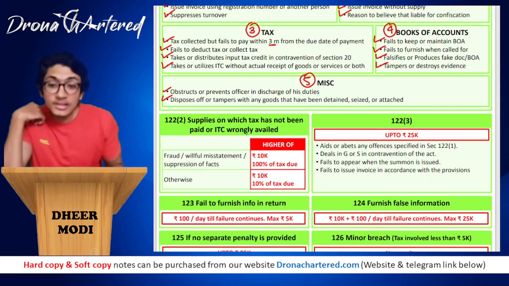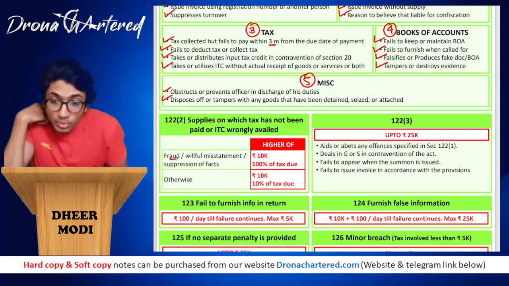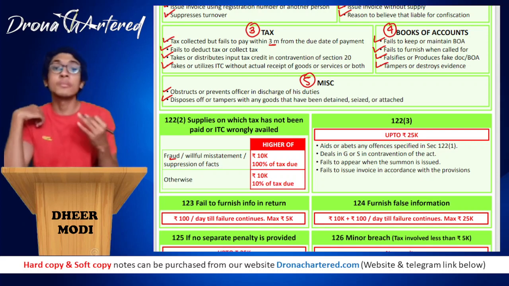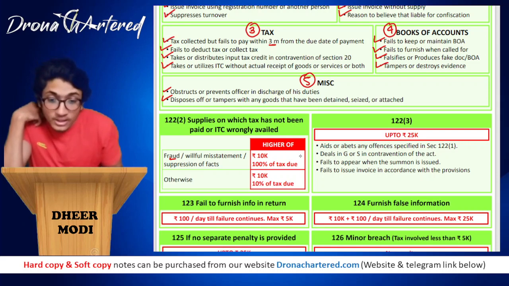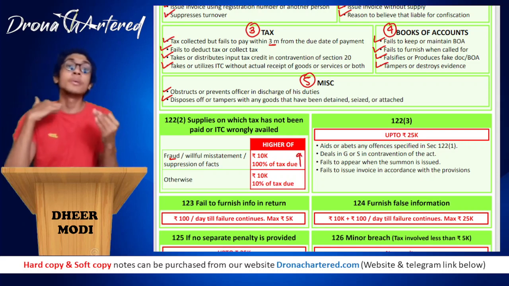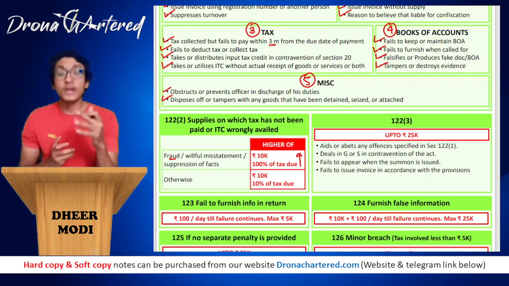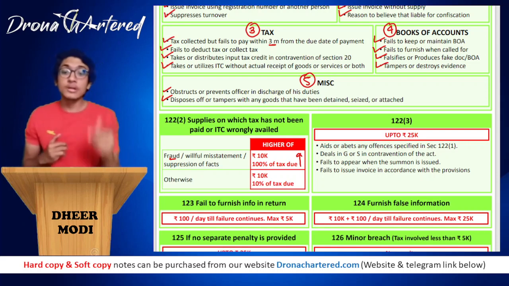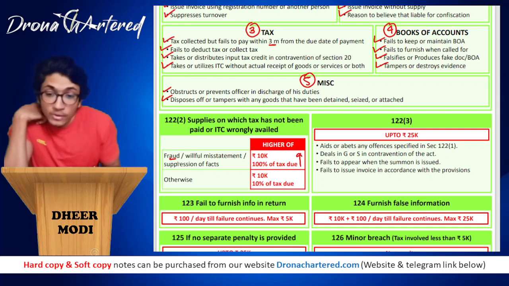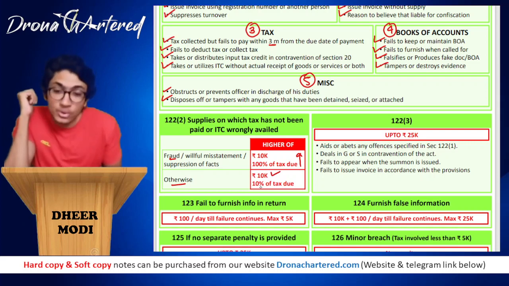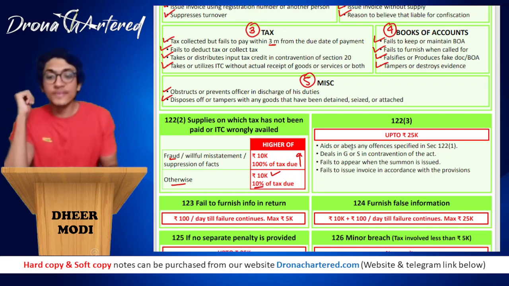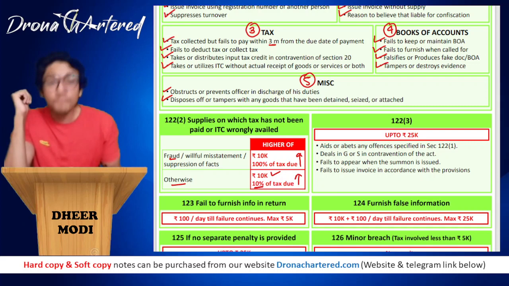So the penalty in such a case where it is due to fraud, willful misstatement, or suppression of fact, that means you are doing it purposely. Therefore, over here it is higher: the higher of rupees 10,000 or 100% of tax due. And if it is for reasons otherwise than these, then 10,000 remains the same, but instead of 100% of tax due, it will become 10% of tax due, whichever is higher.